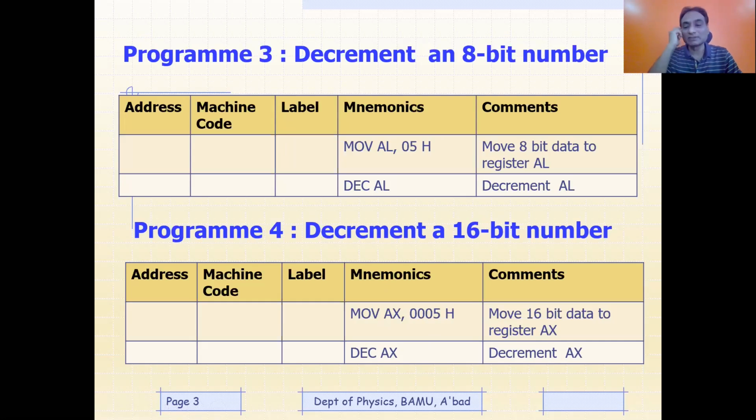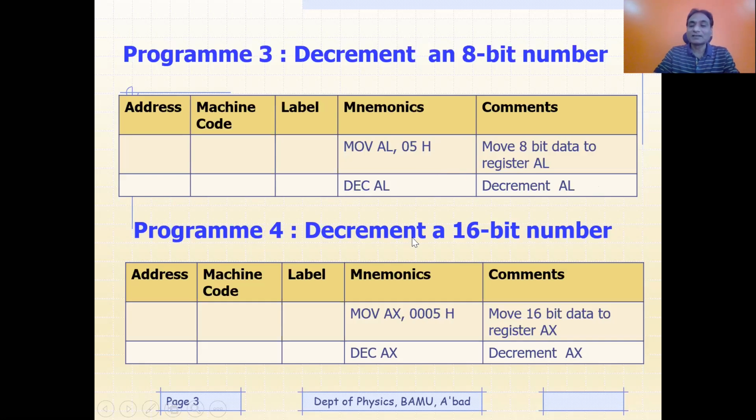Let us go to the third program. What is the third program now? Just like increment, we would like to decrement an 8-bit number. This is the program which will decrement an 8-bit number. Since it is an 8-bit number, you will need only an 8-bit register, right? So MOV AL, 05H means move this given 8-bit data to register AL. The next would be DEC AL. That's it, decrement AL. This is how this program can be written.